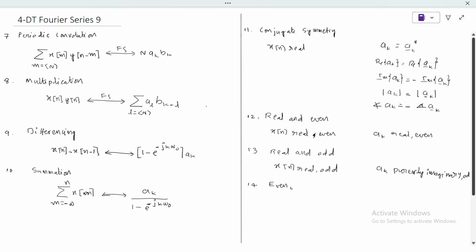Fourth one, even and odd decomposition of a real signal. The even part of x of n equals the real part of ak. Similarly, the odd part of x of n equals j into the imaginary part of ak.